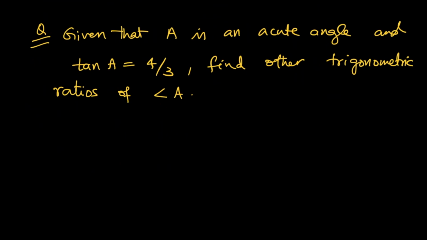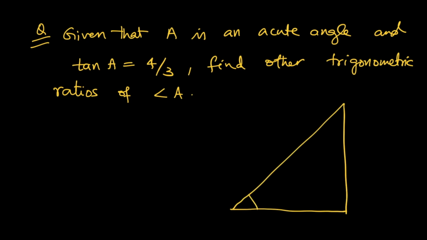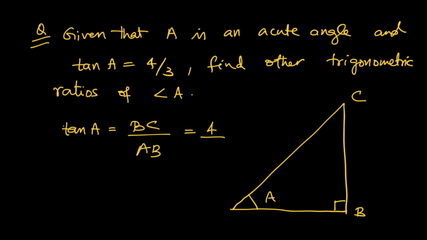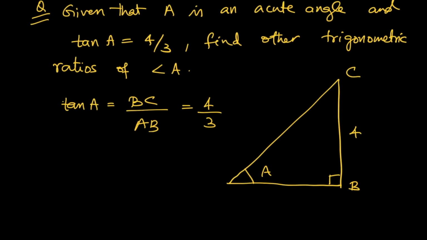So what we're going to do is consider a right angle triangle with angle A here. This is b and this is c. Since, as per our definition, tan A is the opposite side divided by the adjacent side, that is BC divided by AB, which is given to be 4 by 3. So you can take the side length BC as 4 and side length AB as 3, or you can take it as 4 times some constant k, and this is 3 times the constant k.